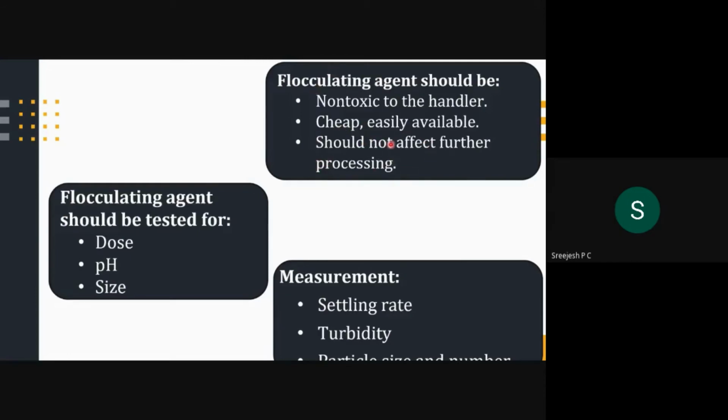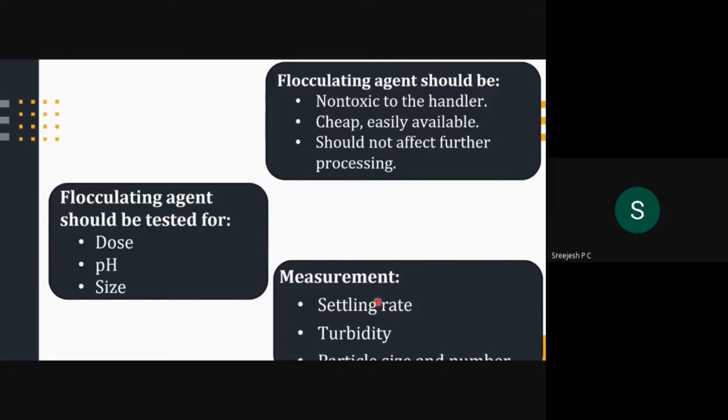So these are some of the aspects that we need to take care of when selecting the flocculating agent. Similarly, it needs to be tested in which dose we have to use it. What should be the amount of flocculant that you need to add into the flocculation tank? At which pH will the flocculation take place at the maximum? So we need to standardize the optimal conditions. And what is the size of the flocs that are going to form? Based upon that, we can think about a method of separation, whether we need to use nanofiltration or microfiltration, etc.